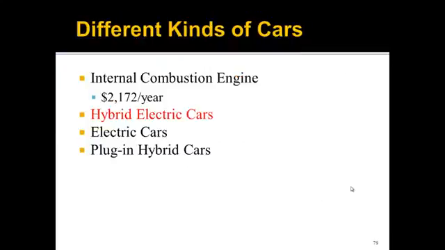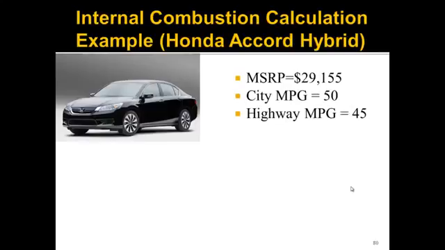So let's look at a hybrid. And why not look at the same exact hybrid, the Honda Accord hybrid. Again, the MSRP is about $29,000. City miles per gallon is 50, and highway miles per gallon is 45.